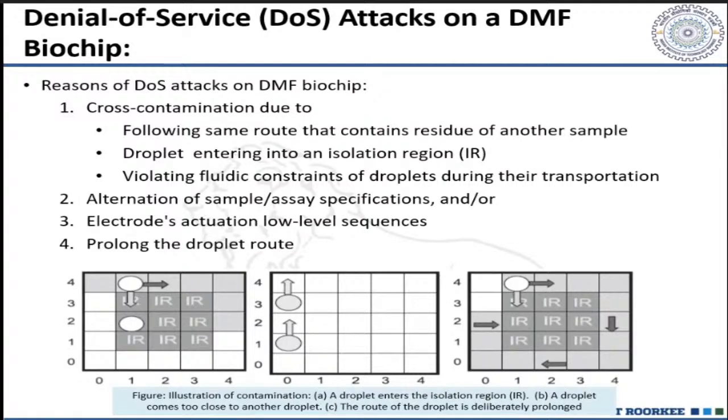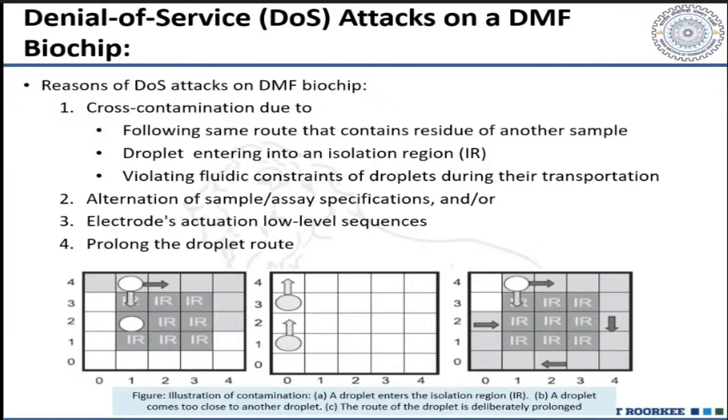Then there is alteration of the sample or assay specification. So the specification is already changed. Assay specification means the graph, so somebody has already altered the graph. If the designer takes the program of that graph or the instruction sequence, which is already altered, then the whole thing will change. That chip will not work properly, and may be giving wrong results. So these are the different denial of service attacks.